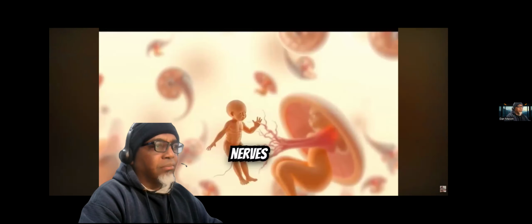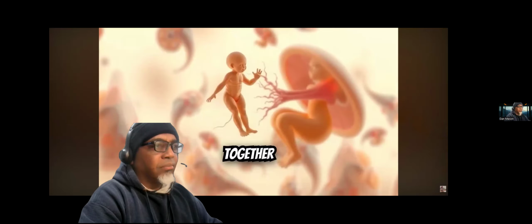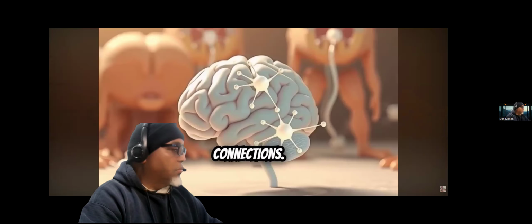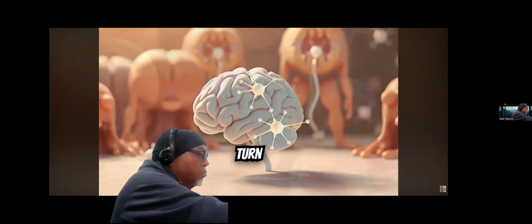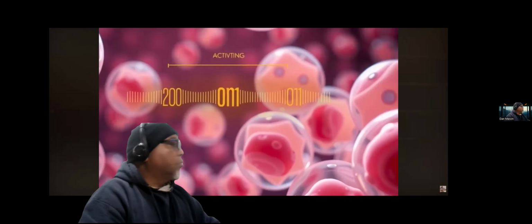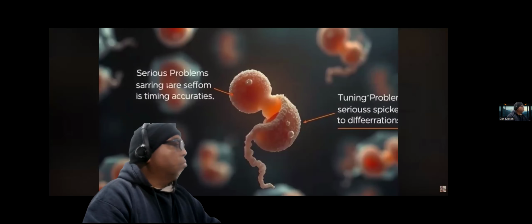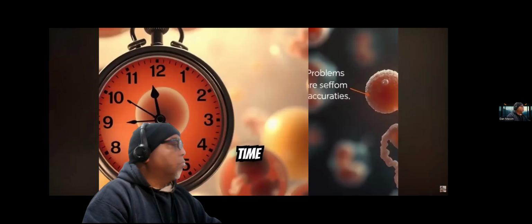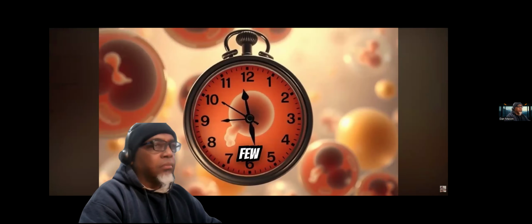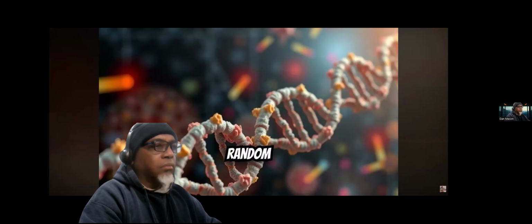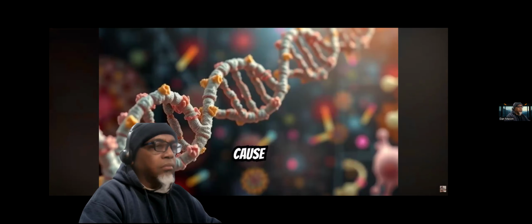Muscles and nerves work together. The brain puts together trillions of connections. Genetic instructions that turn on and off at the appropriate times are what make development happen. Serious problems ensue if the time is inaccurate by even a few minutes. The orchestration sounds like a symphony with a conductor who can't be seen. How might random changes in DNA cause such exact movements?